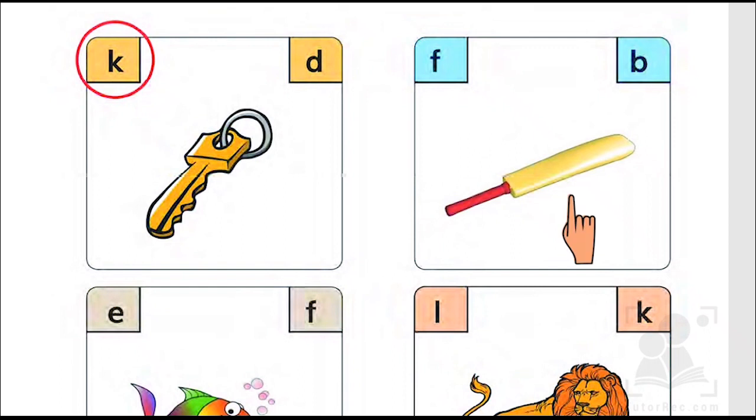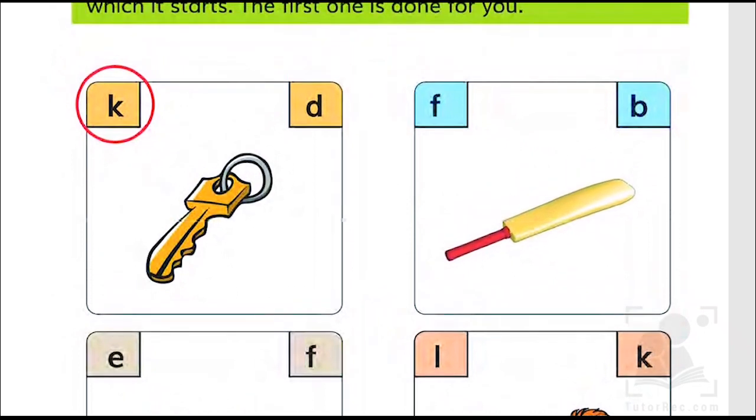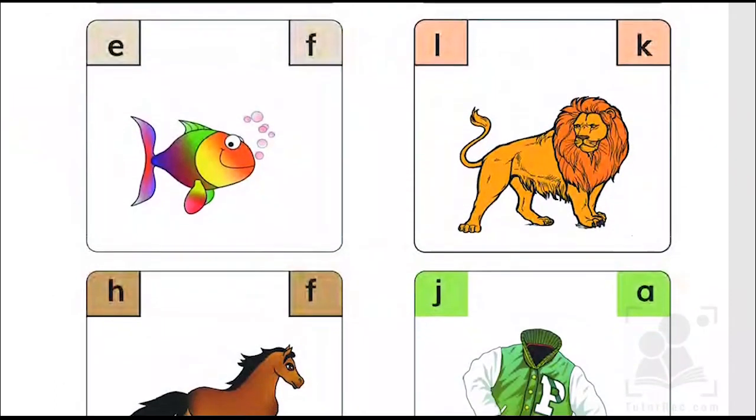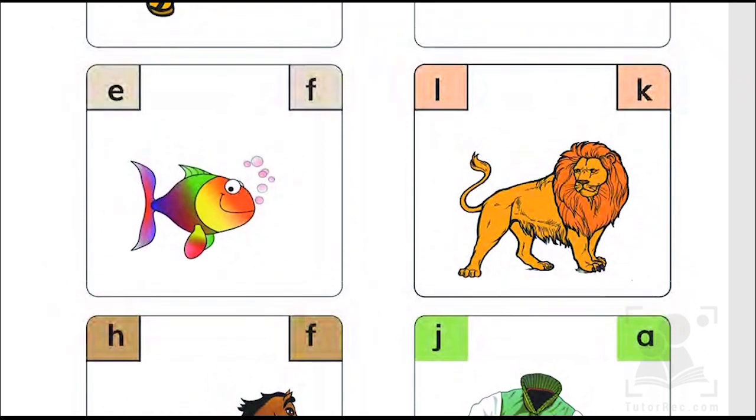Bat. Bat. Yes. The alphabet B is the one that sounds like B. Next box has fish. Fish. And the sound of the word fish is from letter F. That sounds like F.